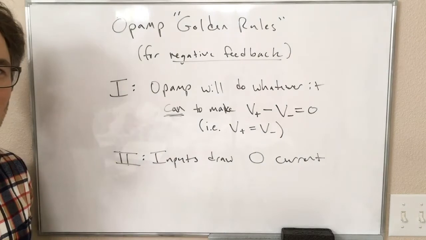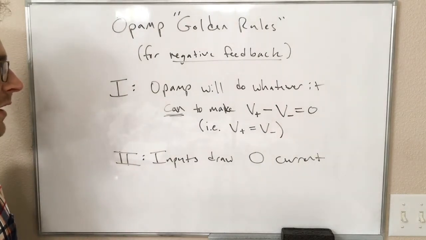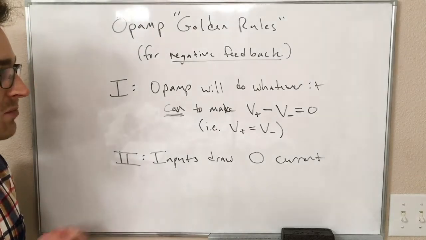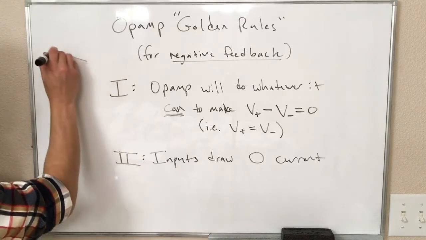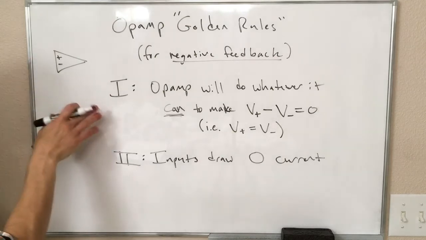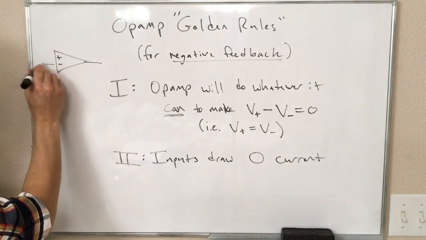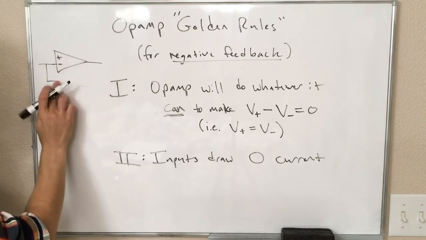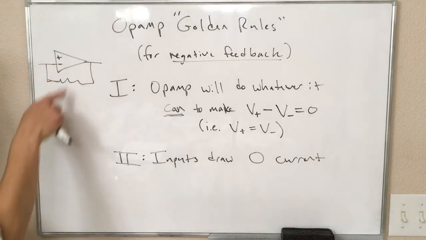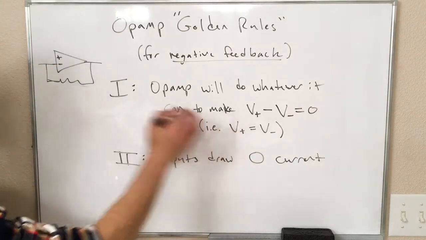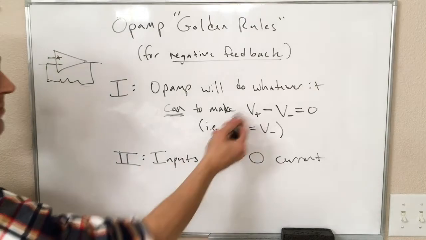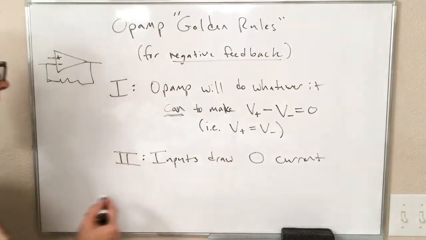All right, here are our op-amp golden rules for a circuit with negative feedback. The first is our op-amp will do whatever it can to make V plus minus V minus equal to 0. Just a reminder, our op-amp has two different inputs, the inverting input and the non-inverting input. If it has negative feedback, that is a path connecting the output to the inverting input, as shown here, it's going to do whatever it can to make these two inputs the same voltage, or have a difference in voltage of 0, which means they are the same.